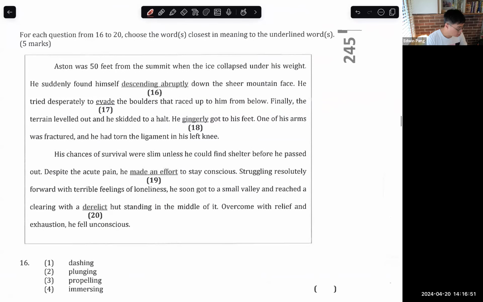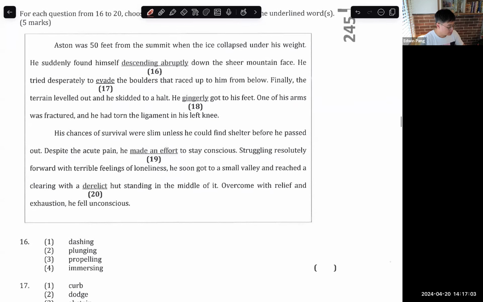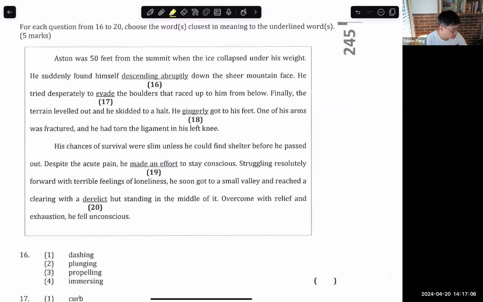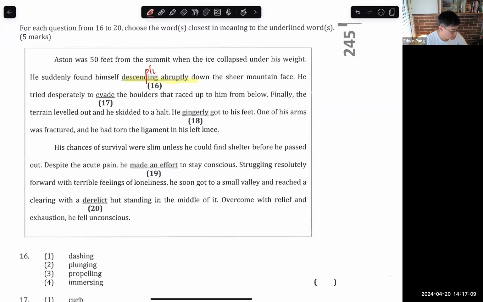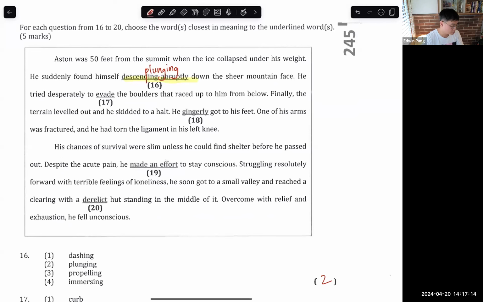So this has to do with climbing a particular mountain that is like filled with ice, okay? So this passage has to do with mountain climbing, okay? So descending abruptly, okay? So the word descending abruptly is the word plunging, okay? So he was plunging down the sheer mountain. This has the idea of falling, right? Falling down. Plunging has the idea of falling down. No other word here has the concept or idea of falling down, okay? Dashing, propelling, and immersing all do not have the idea of falling down, okay?